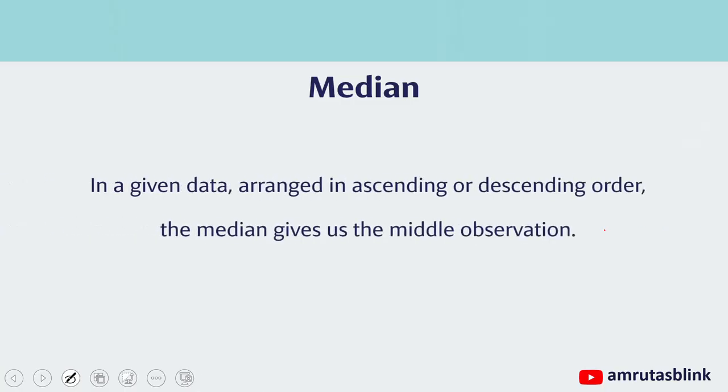In a given data arranged in ascending or descending order, the median gives us the middle observation. Whenever you arrange the data in ascending or descending order, the middlemost value is called the median.